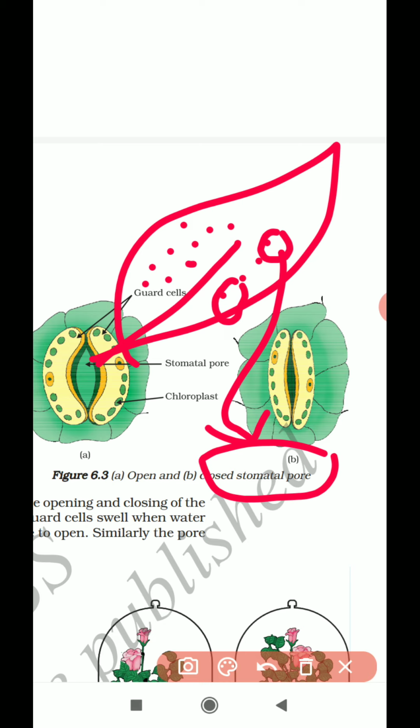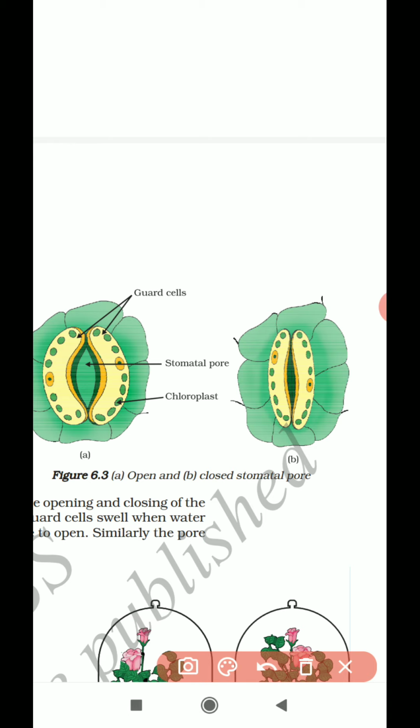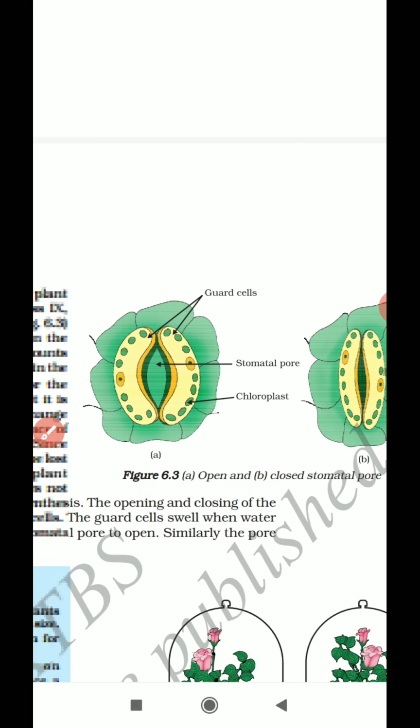For example, carbon dioxide will be moving inside the leaf through the stomata, and oxygen, which is released during the process of photosynthesis and is not required by the plant, will be released out through the same stomatal pore. So stomata helps in the exchange of gases. Got it clear? Stomata helps in the exchange of gases.